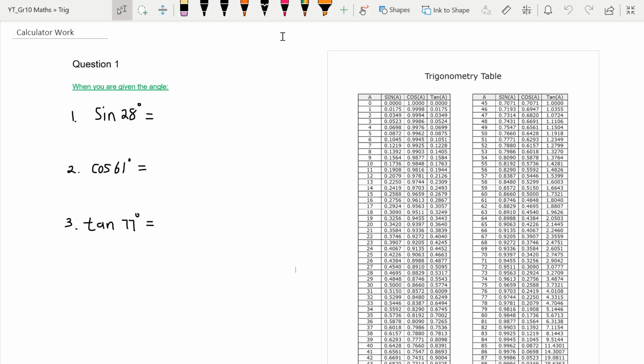And if you watch the video on what is trig, then you would know what this trig table there on the right is. And don't worry, you don't have to use it because you have a calculator. If you don't have a calculator, you might have to use it. Okay, for the first question over there. This is an example for when you are given the angle. As you can see, we are given the angle. We've got sine 28 degrees.